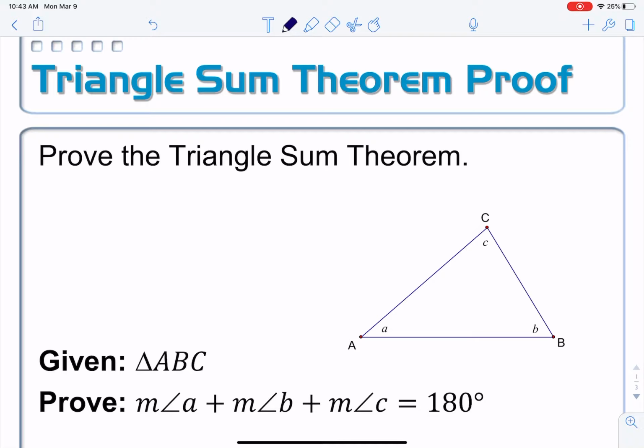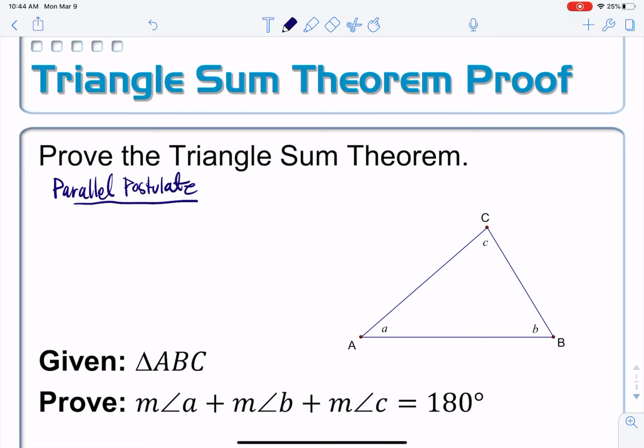So it's based on a very unexpected thing, and that is the parallel postulate. And the reason why is this. Let me explain. So we've got only these three angles, A, B, and C, and we're trying to prove that they add up to 180 degrees. But we don't have anything to work with. There's absolutely nothing else in this picture to help us.